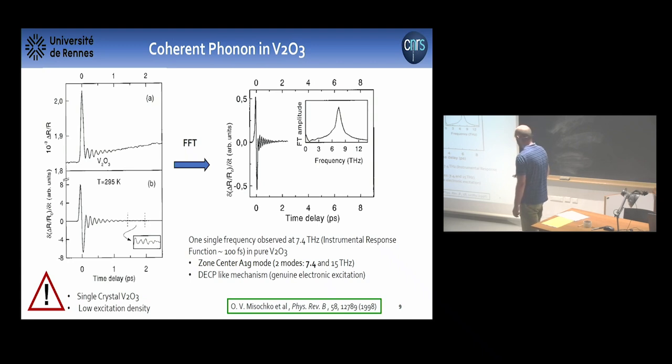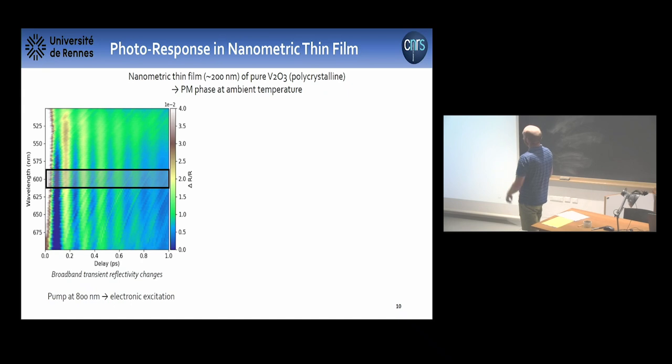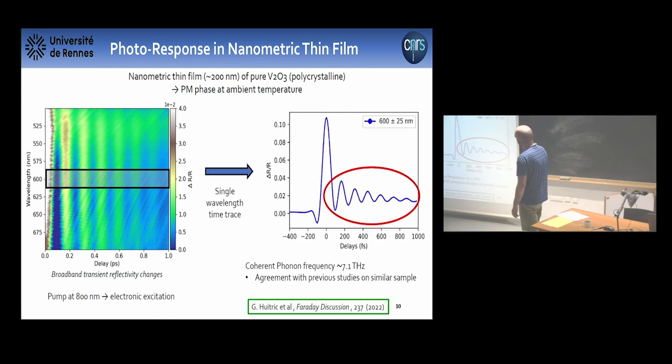So then in our case, the sample is a polycrystalline thin film grown on a substrate. Still, you can do the same kind of pump probe measurement, on a nanometric thin film of 200 nanometer thickness. So you're in the metallic phase, you do the pump probe experiment, and you see nicely that you have this beating, this oscillation of the optical property. Then you do the Fourier transform, and what you get is this 7.1 terahertz, matching everything that was done previously. So far, so good. So we're on the good path.